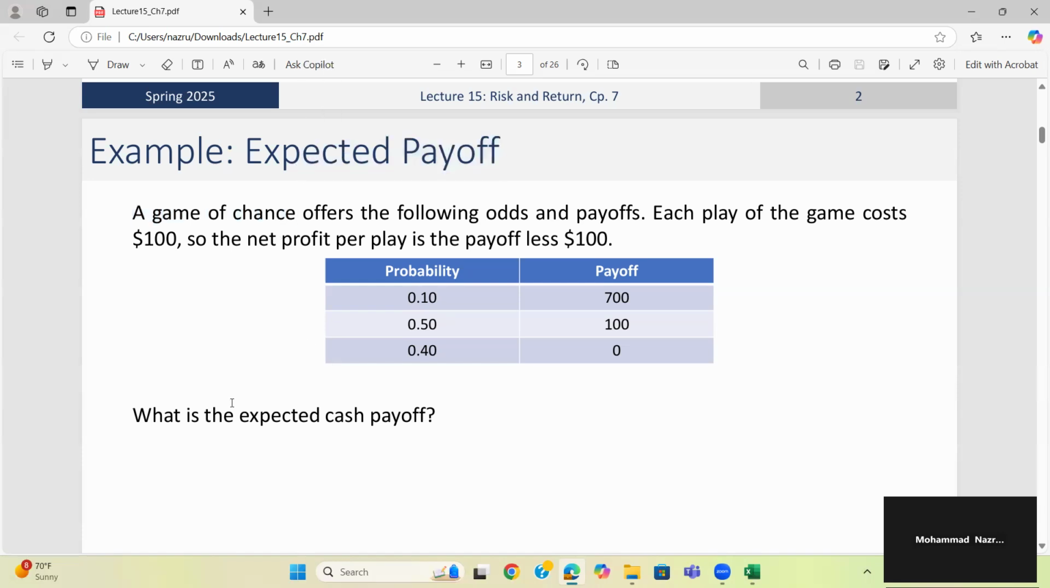So we have to calculate the expected cash payoff. The important thing to remember is whenever you have to calculate expected something, maybe expected payoff, expected return, you always consider the probability, right? Because you don't know the exact outcome, you are just expecting based on your probability. So how can we do that? We multiply each of the payoff outcome values with their associated probability, and then we sum up, aggregate the total value to get the expected payoff.